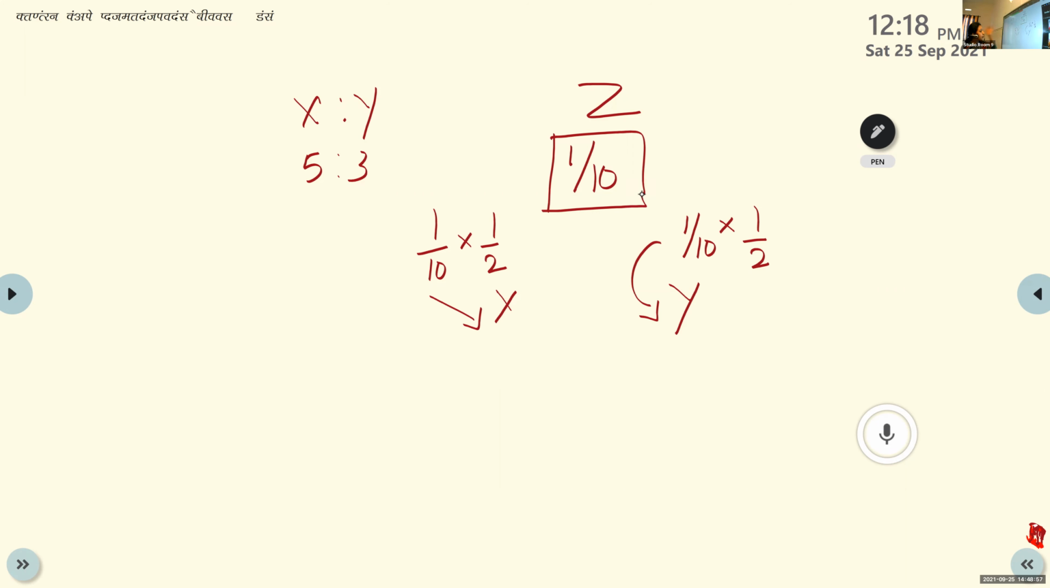Okay, so how much belongs to X? 1/10 into 1/2. That is 1/20 belongs to X, and 1/20 is from Y. That means X, let us talk about X only. From X share, how much is X's old share? 5/8. From 5/8, X has given 1/2 to Z.